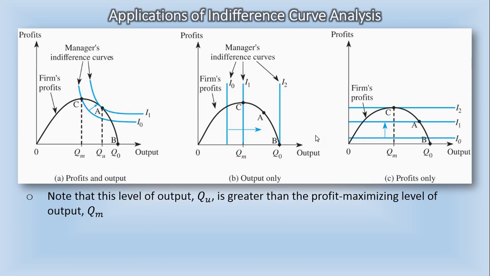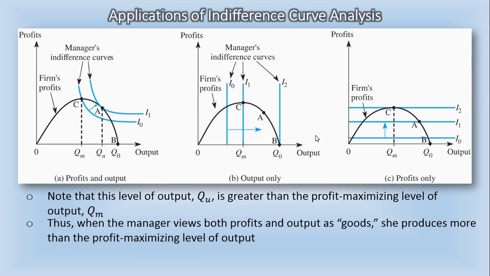Note that that level of output, QU, is greater than the profit maximizing level of output, which is QM. So when the manager views both profits and output as goods, she produces more than the profit maximizing level of output.